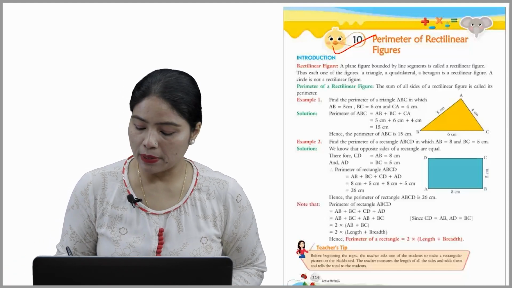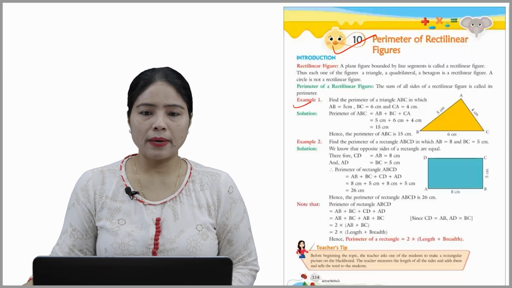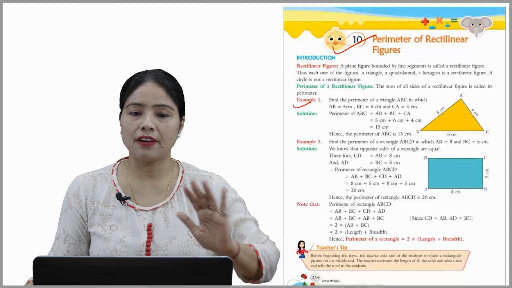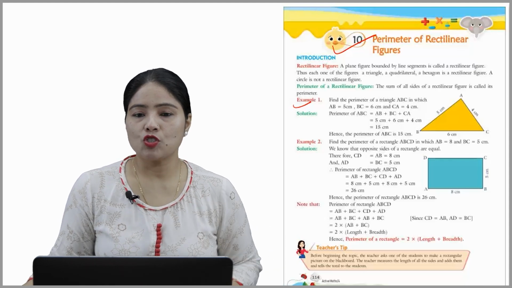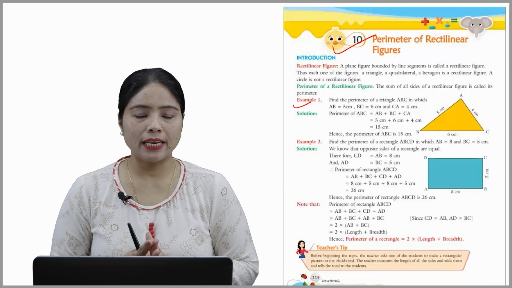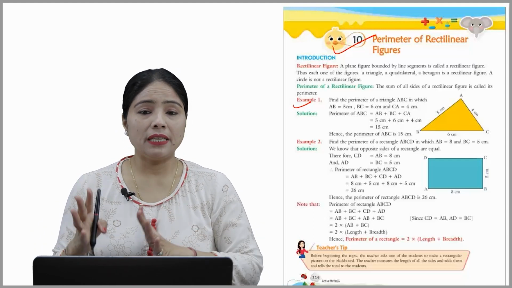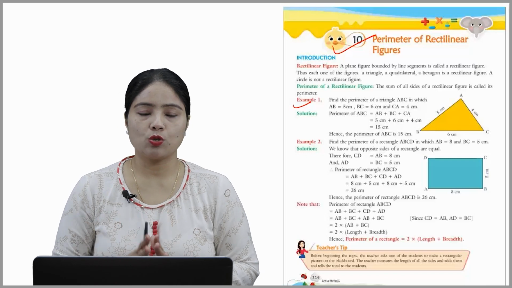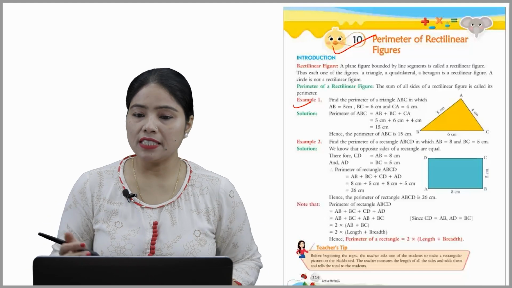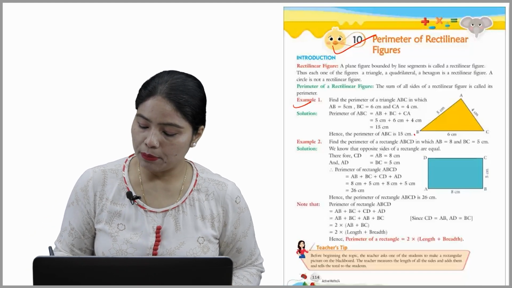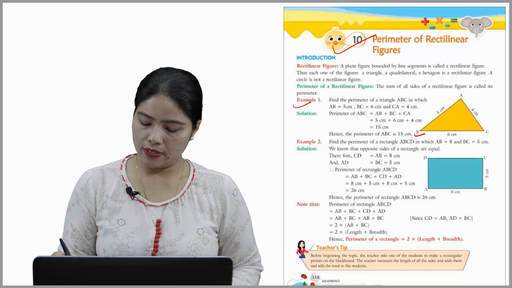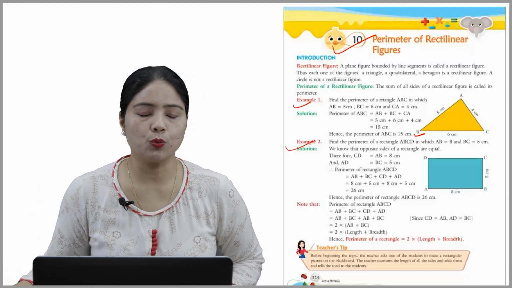So now see the example number 1 first. Find the perimeter of a triangle ABC in which AB is given 5 cm, BC 6 cm, CA 4 cm. So now we know the perimeter of ABC is the sum of all sides. So now 5, 6 and 4, how much is that? Yes, 15 centimeter. So 15 centimeter is the perimeter of that particular triangle. Hope you understood. Now example number 2.